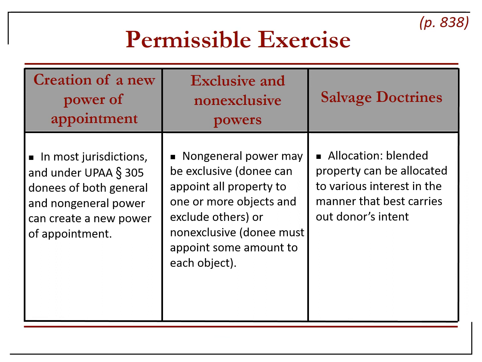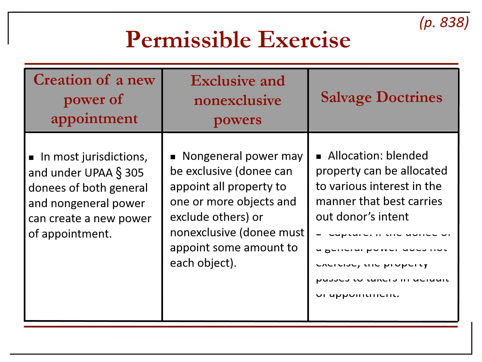The next salvage doctrine is capture. And capture applies only to ineffectively or incompletely exercised general powers. Because the donee of a general power could appoint to her estate, under the capture doctrine the appointed property passes to the donee's estate if the donee would prefer this in the event of an ineffective exercise of power. So if the donee of a general power does not exercise it, the property passes to the takers in default of appointment.